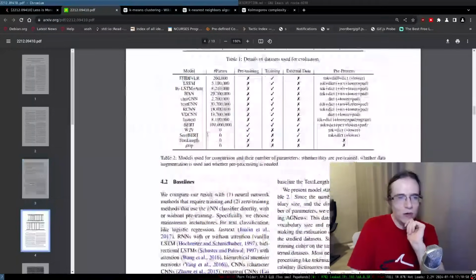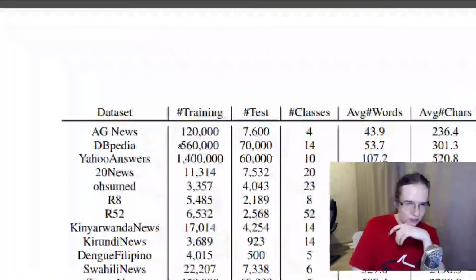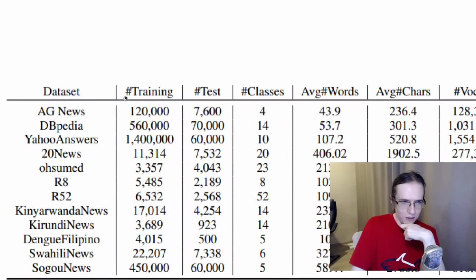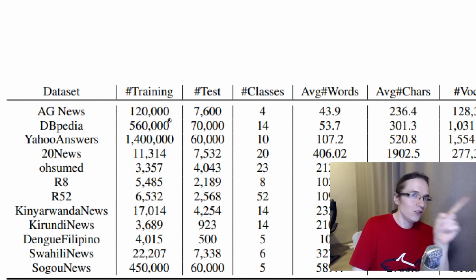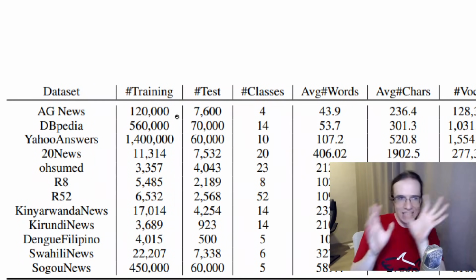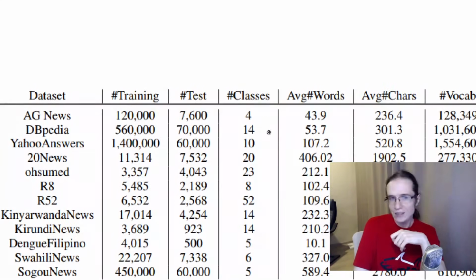They also talk about the data sets that they used. They used a very diverse set of data sets. For example, AG News, a data set of 120,000 article titles and descriptions. They didn't take the full articles, only titles and descriptions. 120,000 for the training, and for the test the dataset has 7,600. It has only 4 classes. Maybe we're just going to take this dataset.